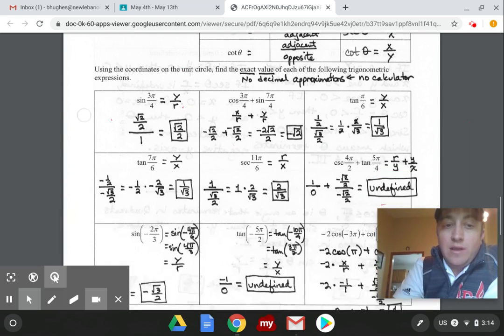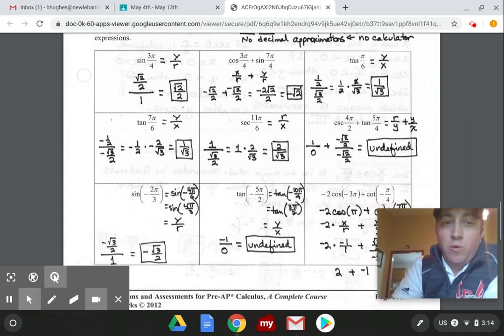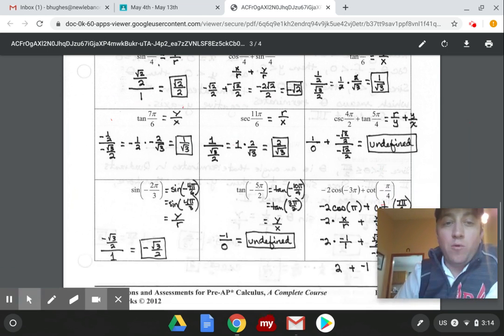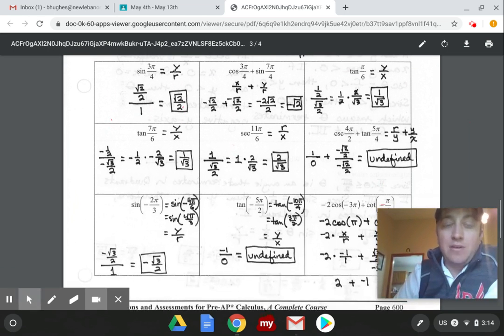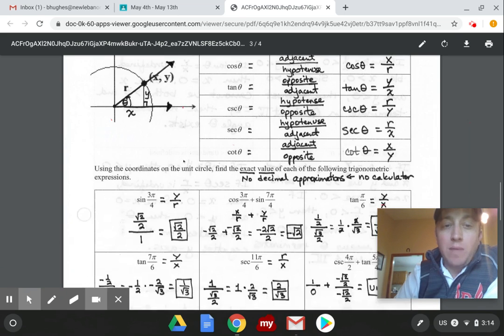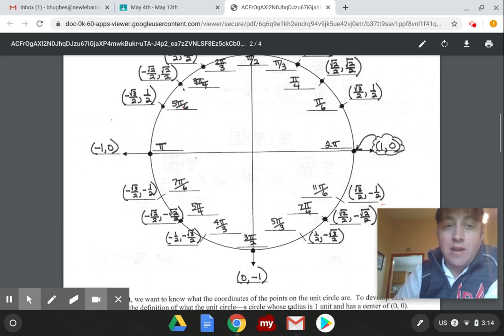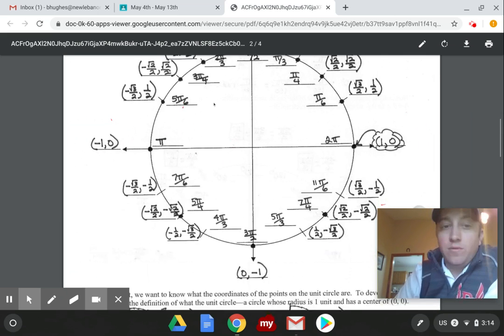I'm going to go down to here. So this is really where we're talking about just evaluating certain parts of our unit circle. So like sine of 3 pi over 4. We don't really have to think of it in terms of y over r or what they're doing here. I just go to 3 pi over 4. So if I go back up to my unit circle, where's 3 pi over 4? It's right here. What's the y value? Square root of 2 over 2. That's the answer.